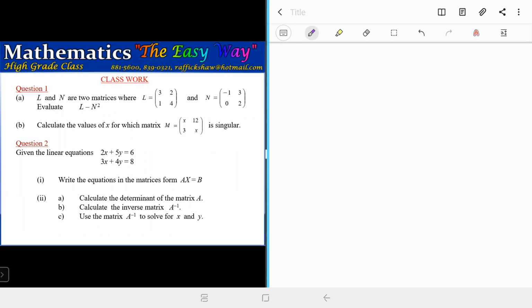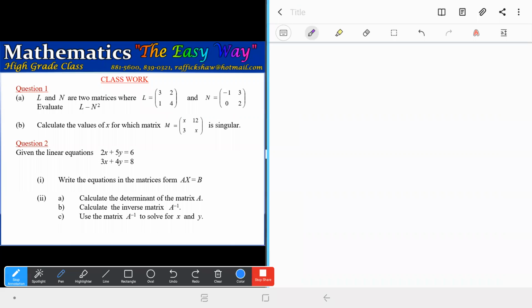they gave us those two matrices, L and N. And they wanted us basically to just simply calculate L minus N squared. And the important thing is that we have to work out N squared first.